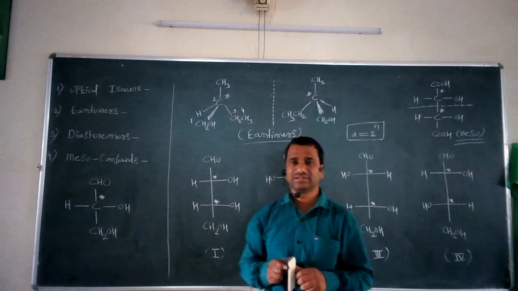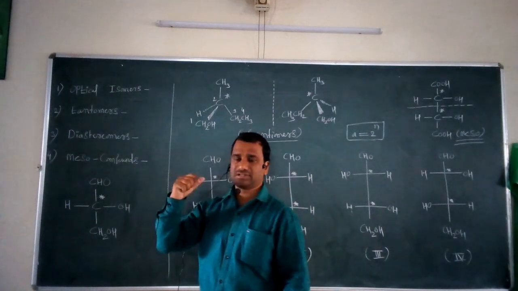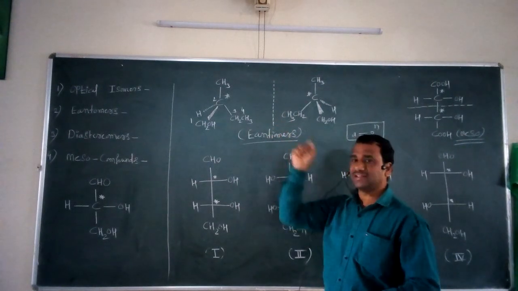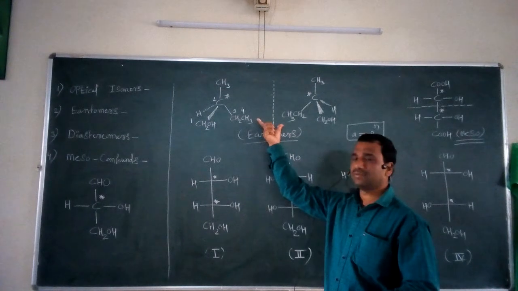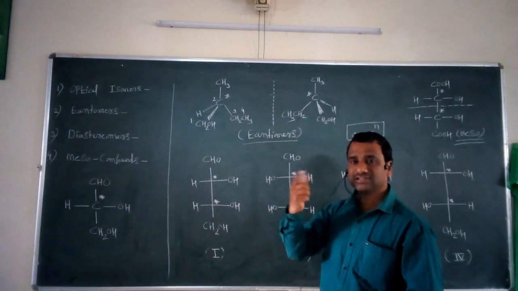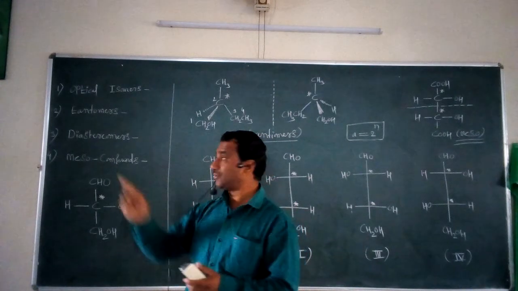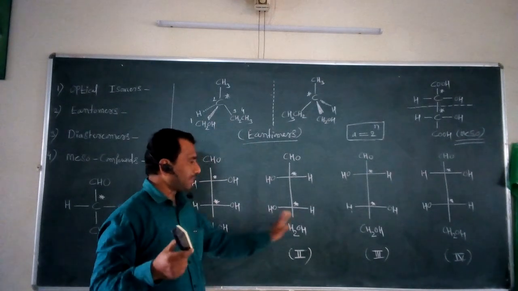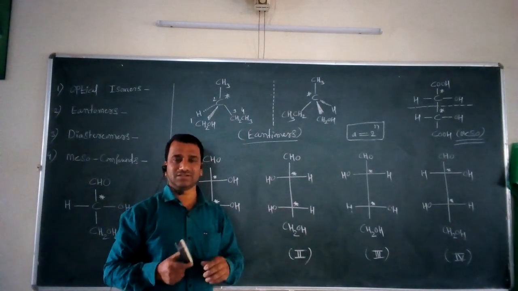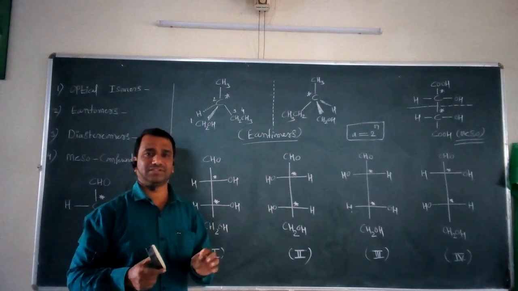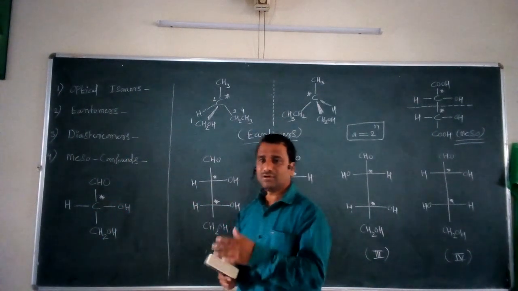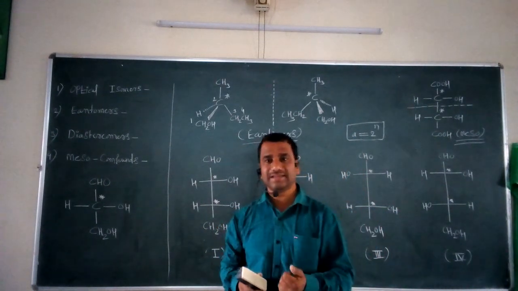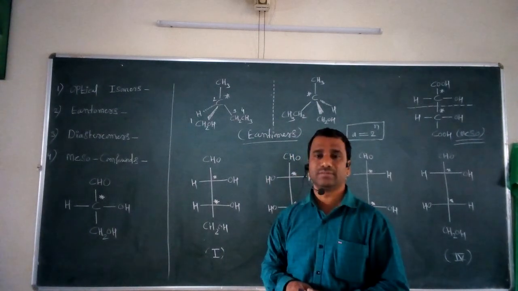The second important difference is that between a pair of enantiomers there is a non-superimposable mirror image relationship. They are non-superimposable mirror images of each other. So this is the second important characteristic of enantiomers. But diastereomers cannot have an object and mirror image relationship, or they do not have a mirror image, and that's why they are called diastereomers. So these are the two important differences between enantiomers and diastereomers, and these are simple examples of these two concepts.